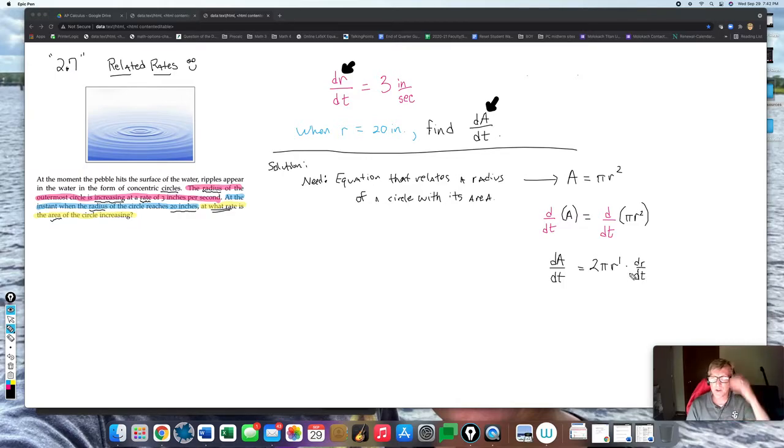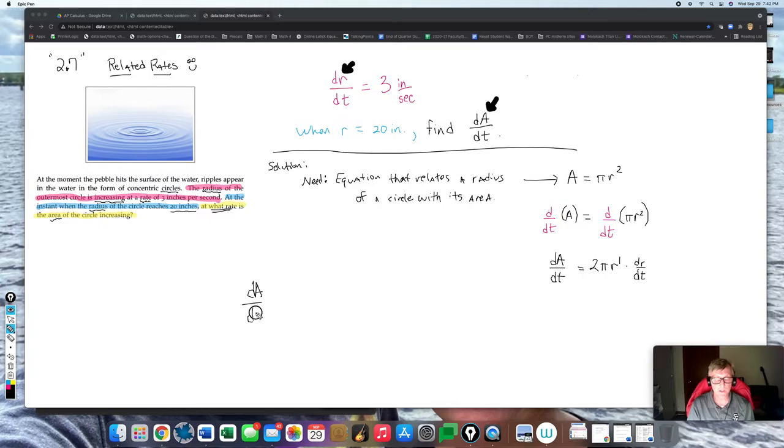Okay, let's slow down and think about what just happened. I did the power rule, 2 pi r to the 1 times the derivative of r, and the derivative of r with respect to t is exactly dr/dt. Now I'm going to start plugging in. I need to find this, so let me write that over here.